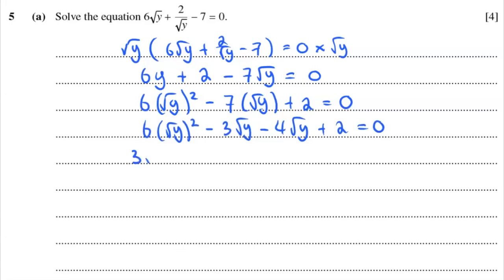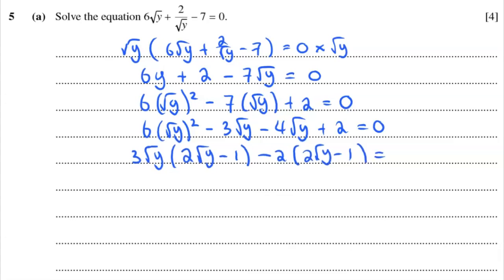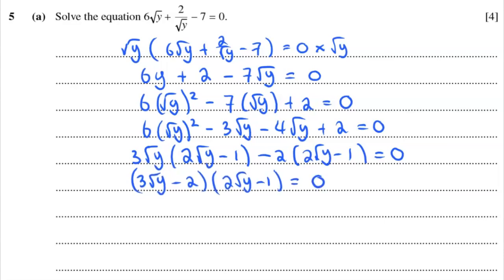Let's take out a 3 and a square root of y, and we'll be left with a 2 root y minus 1. And over here, let's take out a negative 2, and we would be left with 2 root y minus 1, because we took a negative 2 out of 2. That leaves us with negative 1. And finally, the last step, well, it's not really the last step, it is a step along the way. We'll get 3 root y minus 2 multiplied by 2 root y minus 1 equals 0.